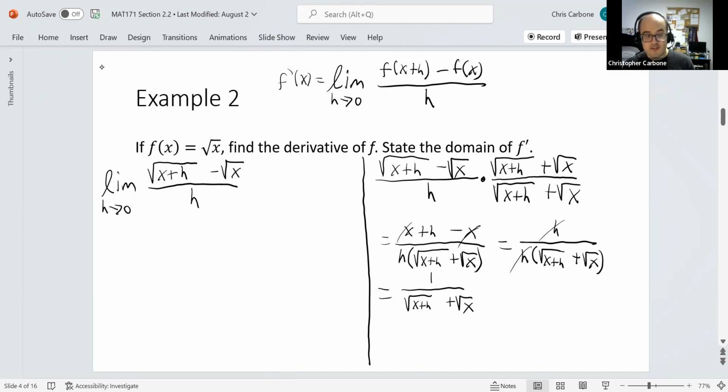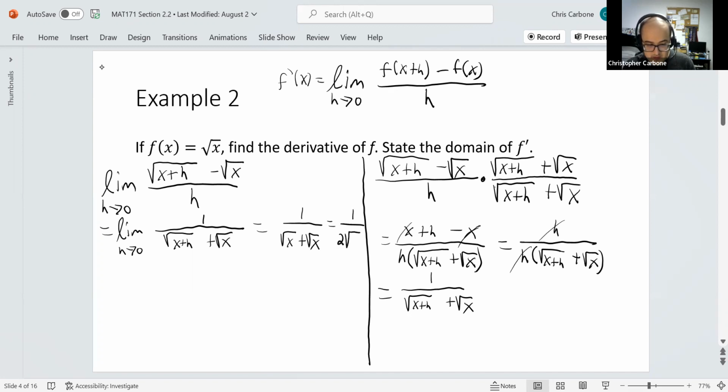So now we're going to take this that we just found and rewrite our function as that in our limit. So the limit as h approaches 0 of 1 divided by the square root of x plus h plus the square root of x. If we plug in 0 now for h, we could do that now. This is 1 divided by the square root of x plus the square root of x. Or to simplify that nicely, this makes 1 divided by 2 times the square root of x, which is indeed the derivative of f here.